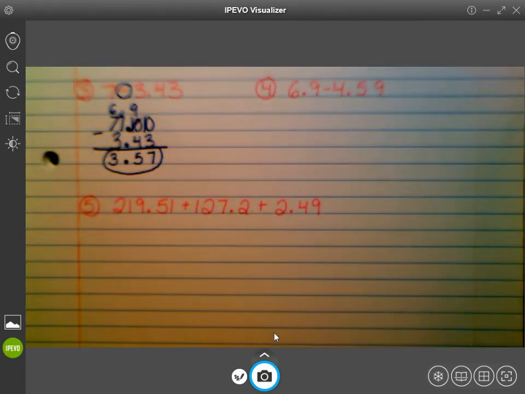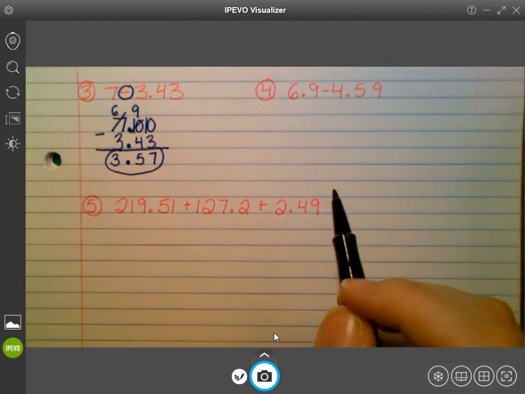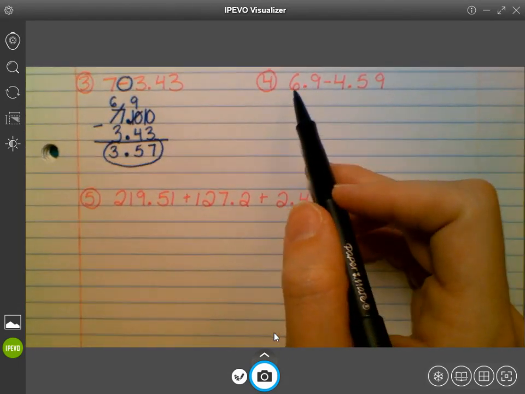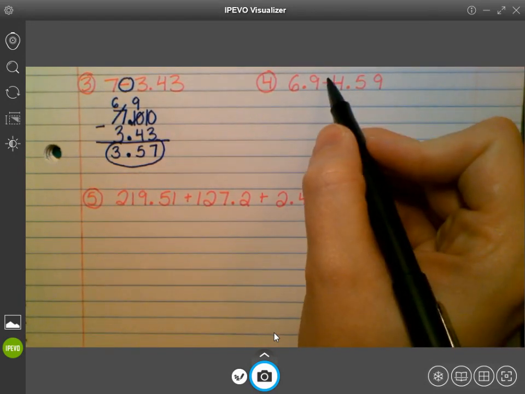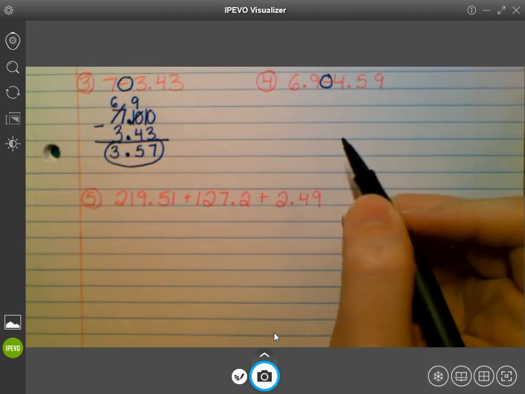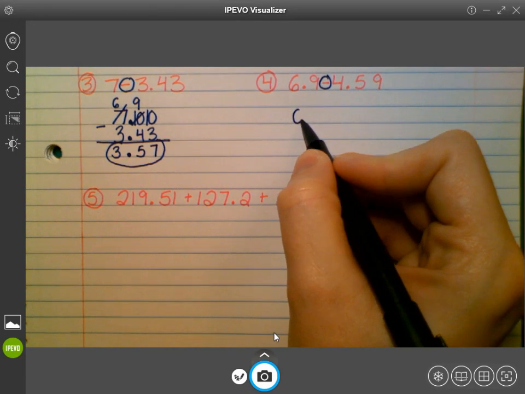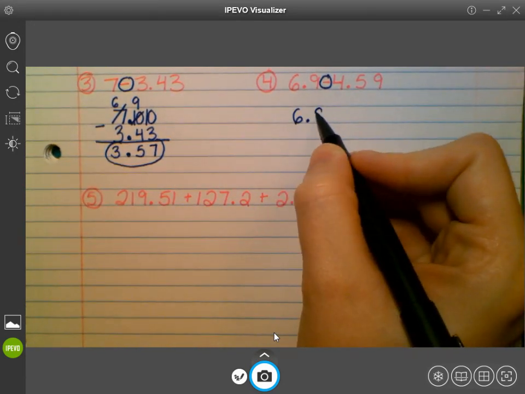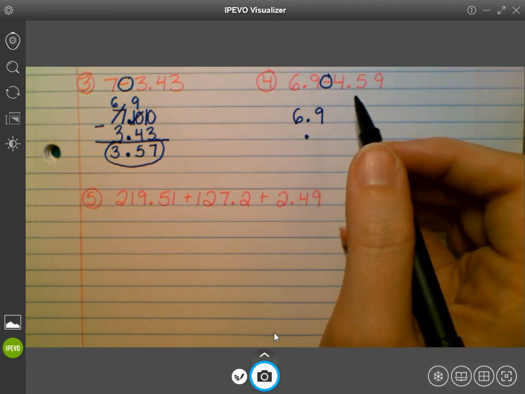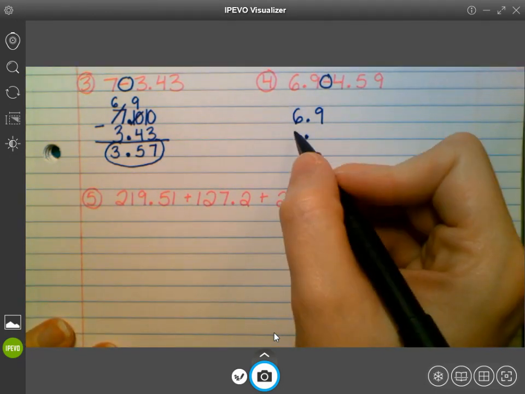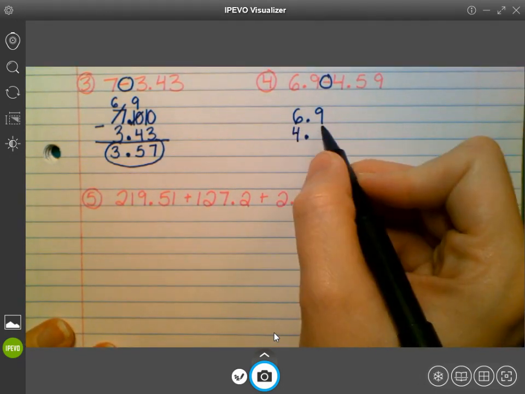Yeah, so that's why circling the operation symbol can be really helpful. So number 4, we have 6 and 9/10 minus 4 and 59 hundredths. So I'm going to circle that operation symbol. First number, 6.9, 6 and 9/10. Then I'm going to write the decimal for the second number to make sure it lines up. Directly to the left, I have a 4, so I'm going to write the 4. To the right, I have a 5, 9.